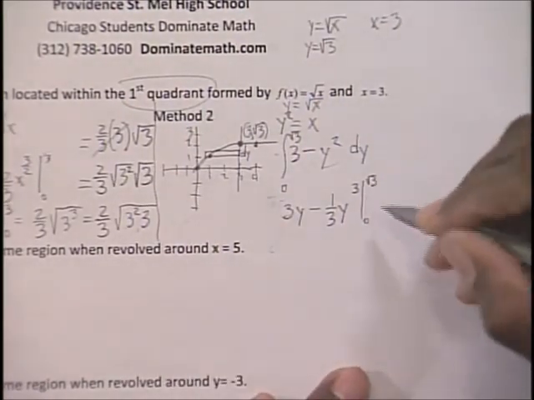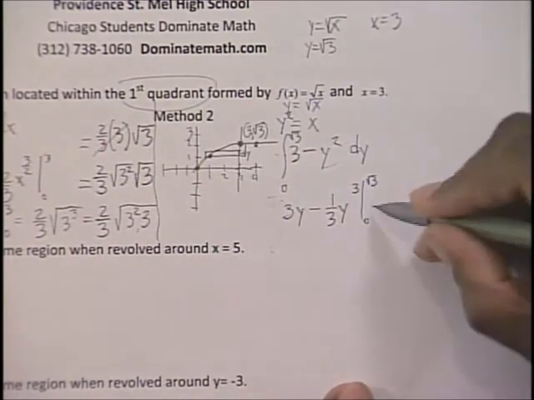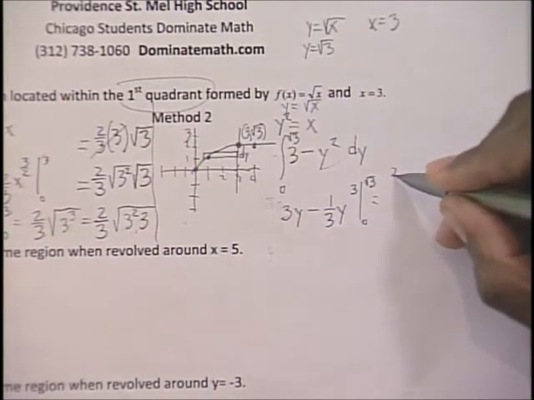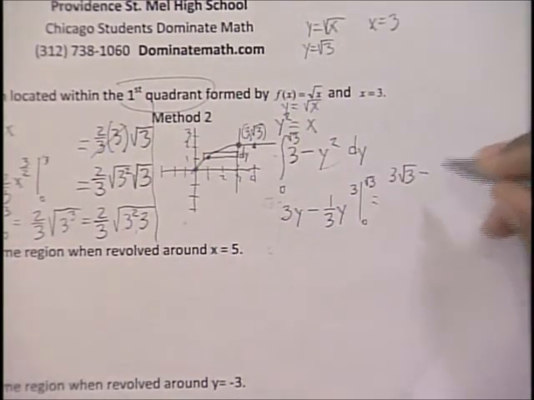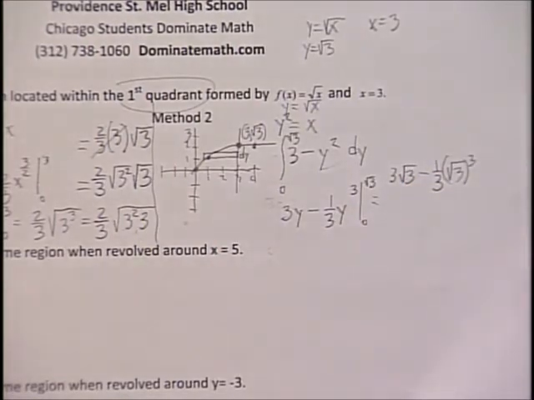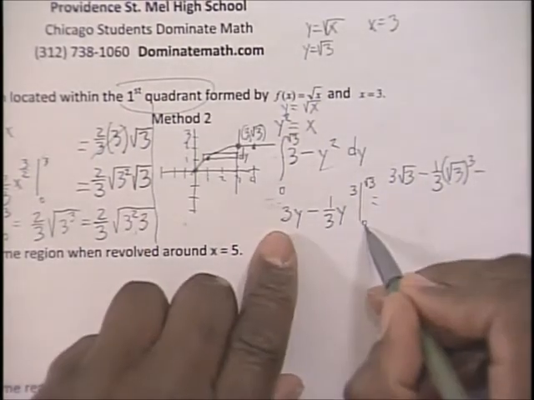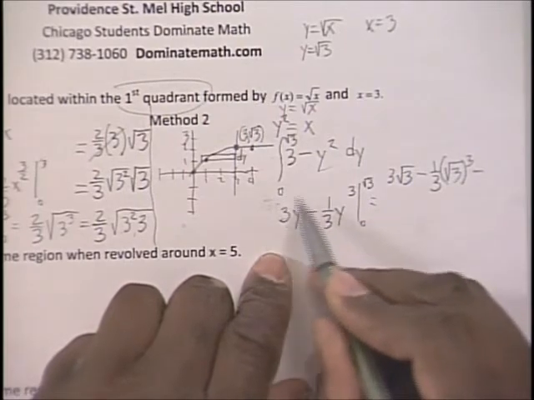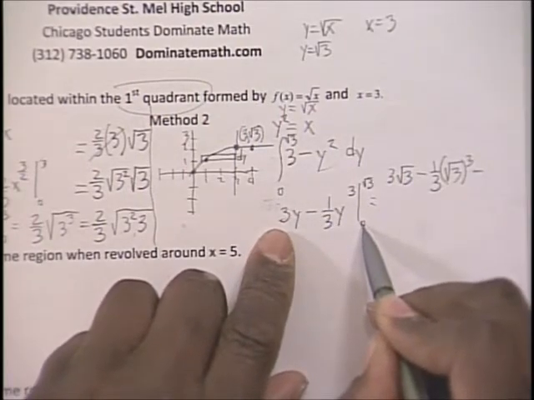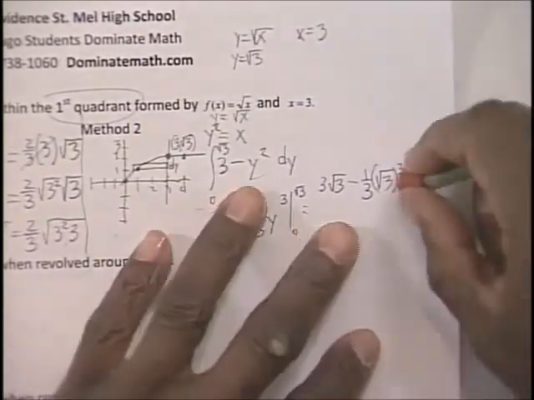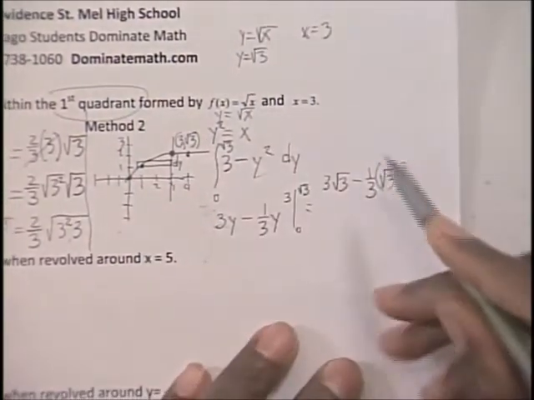Now let's make this substitution using the first fundamental theorem of calculus. For the upper limit, we get 3 radical 3 minus 1/3 radical 3 cubed, and then minus 0 evaluated at the lower limit. We've integrated here; I want you to evaluate 0 here and here. It turns out you get 0, so I'm not going to write anything, just minus 0. The only thing we need to do is evaluate what we have here.